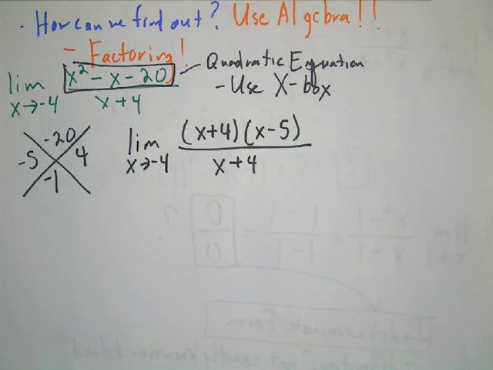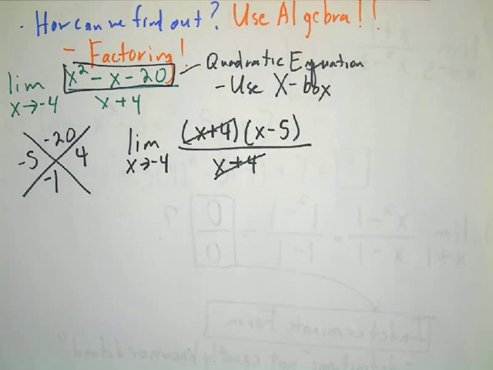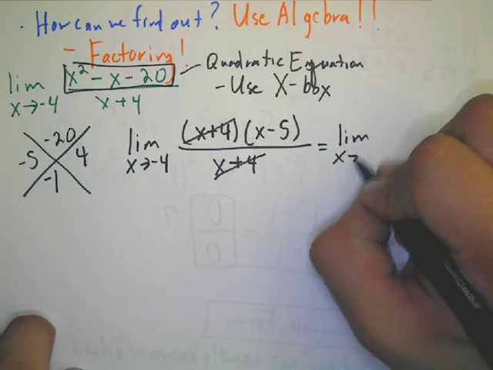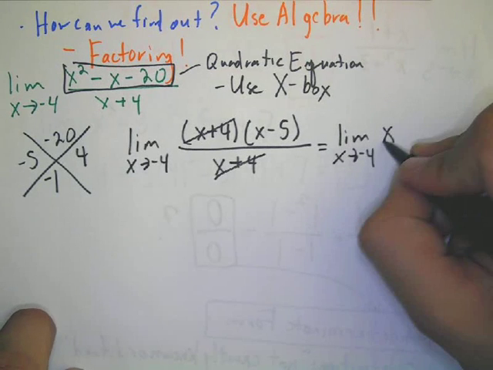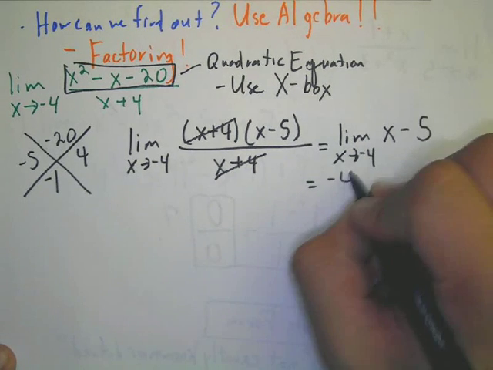So, Gershon, what do you notice here? Next plus 4 up top and bottom. Yeah, there's x plus 4. And so what does that mean? You can cut them out. Yeah, they cancel, right? Those go to 1 because anything over itself is just 1. And so that gives us the limit as x approaches negative 4 of x minus 5. Now we can do what? Just plug it in. Good. Negative 4 minus 5 is negative 9.